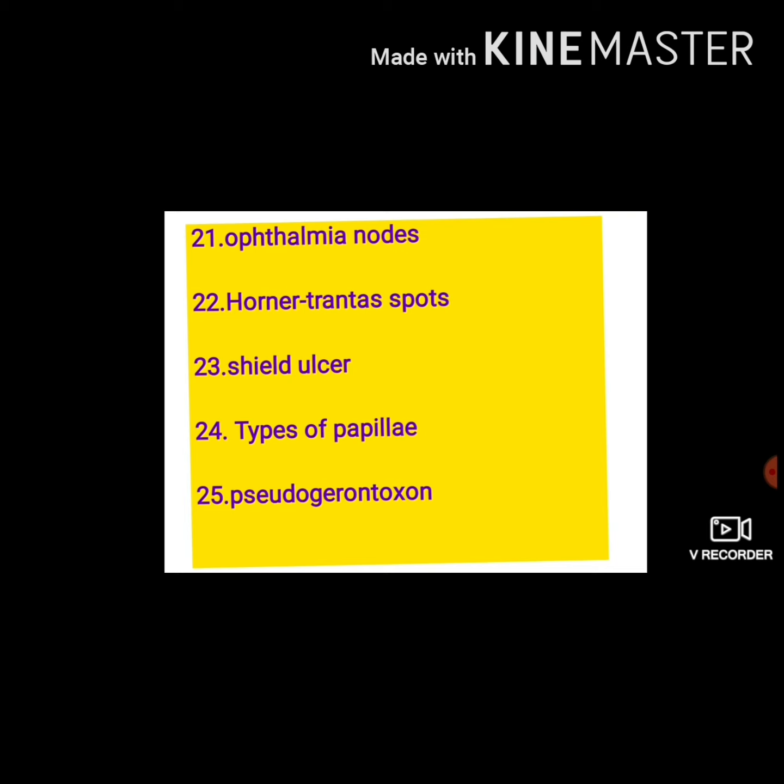Next, coming to types of papillae. It can be micropapillae if the size is less than 0.3 mm, macropapillae between 0.3 to 1 mm, giant papillae more than 1 mm. What is pseudogerontoxon? It is seen in vernal keratoconjunctivitis due to recurrent limbal disease, characterized by classical cupid bow appearance outline. It resembles the true gerontoxon, that is nothing but arcus senilis. So the true gerontoxon is nothing but arcus senilis. Pseudogerontoxon is seen in vernal keratoconjunctivitis.